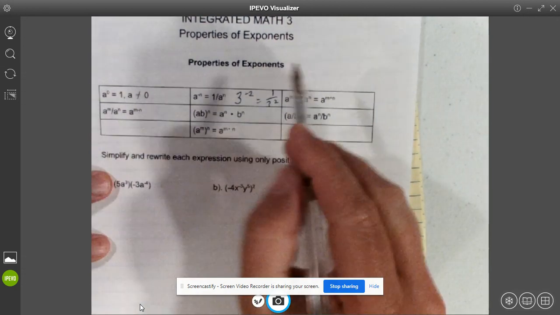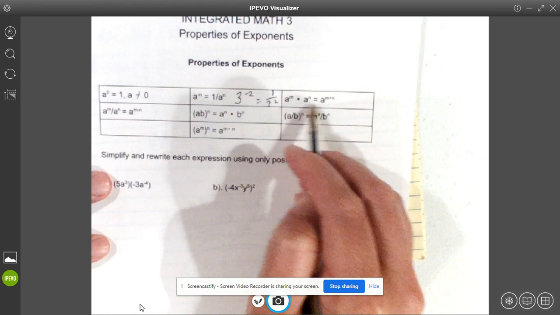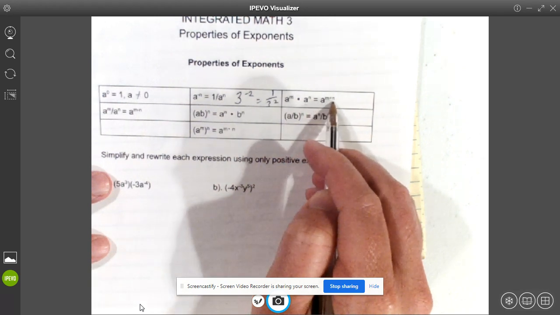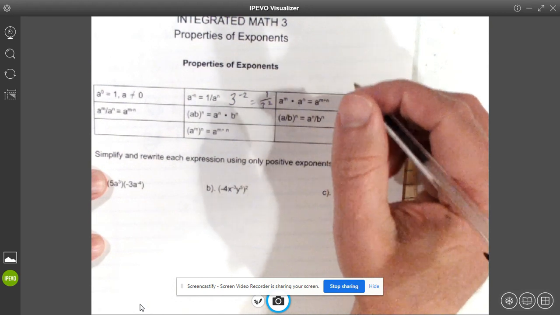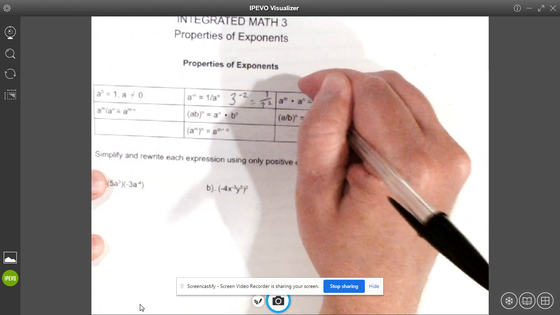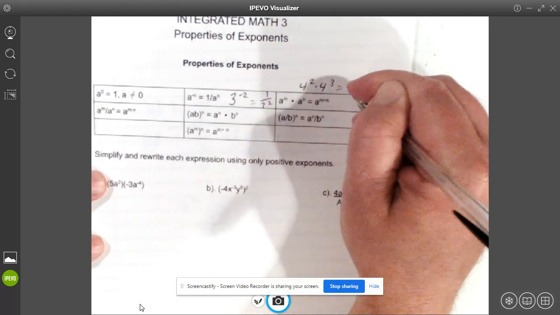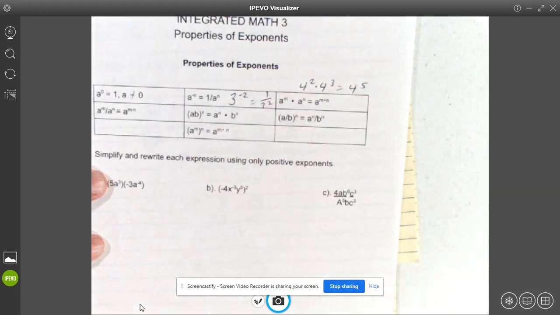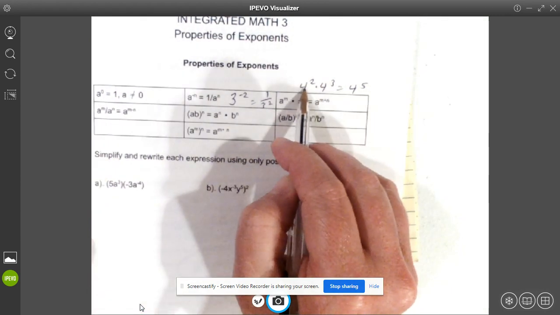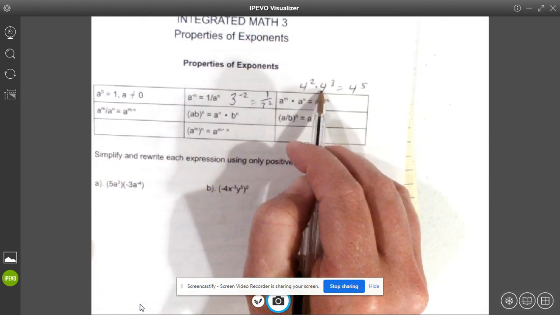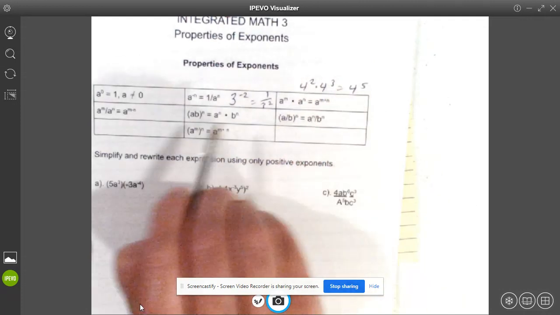All right, when I am multiplying things with like bases, then I can simply add those exponents together. So for example, let's come up with some examples here. 4 squared times 4 to the third is really the same thing as 4 to the fifth. And hopefully this makes sense if you think about it, because this is 4 times 4, and this is times 4 times 4 times 4. So what am I really doing? I'm really using 4 as a factor 5 times.